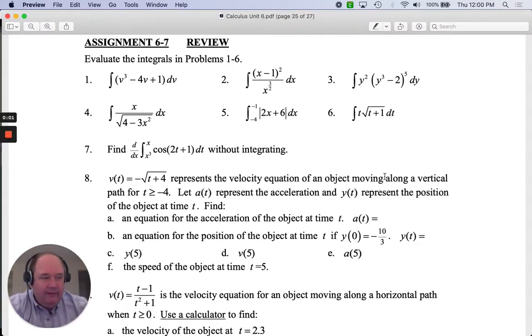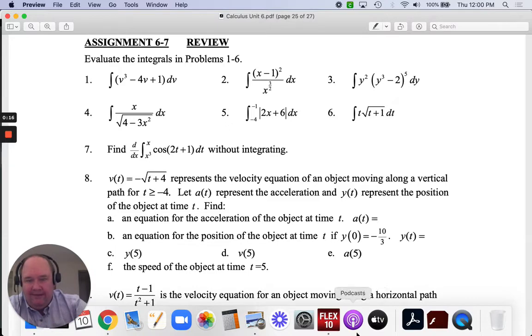Assignment 6-7, question number 1. Let's not waste time. Let's get to this. This is a review assignment, and so far this is the most important assignment you've done. So can you integrate v cubed subtract 4v plus 1 dv? Just the antipower rule. I know you can do it.